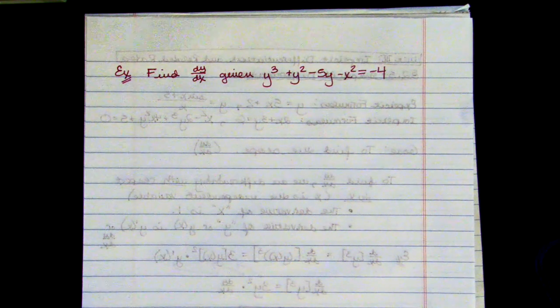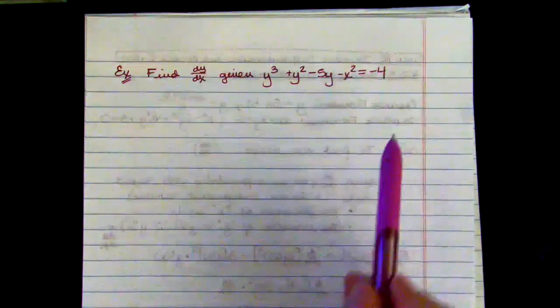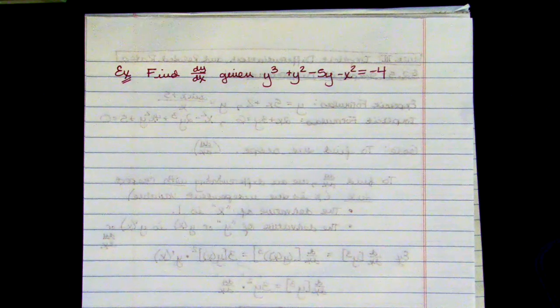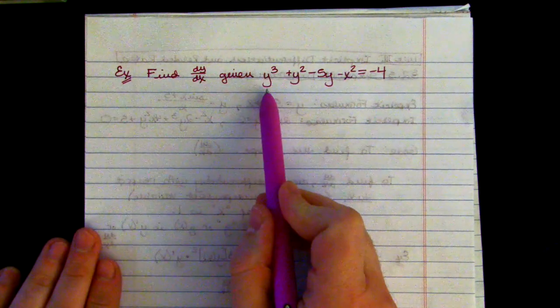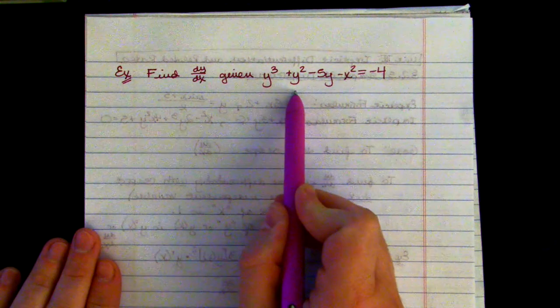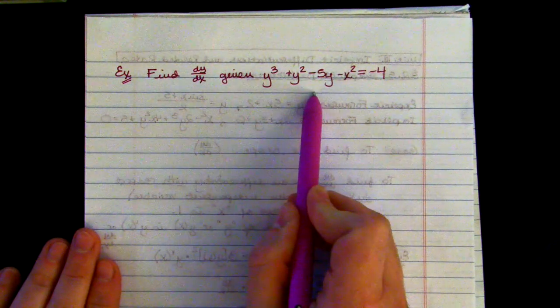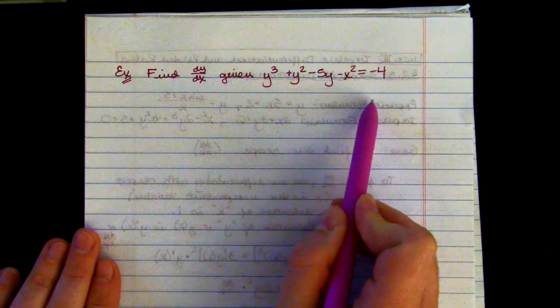So now we're going to start looking at entire implicit formulas, like the one I've written on the page over here. And we want to find the derivative, a formula that gives us the slope of that implicit formula. For our first example, and I have 3 examples we're going to take a look at in this video, I want to find the formula for dy/dx of the implicit formula y cubed plus y squared minus 5y minus x squared equals -4.